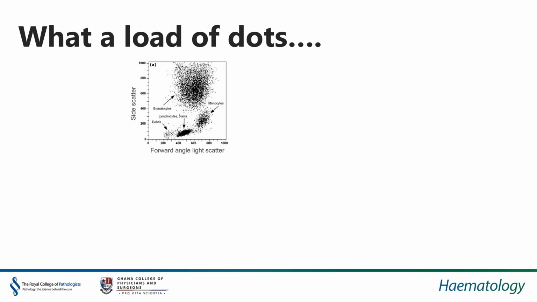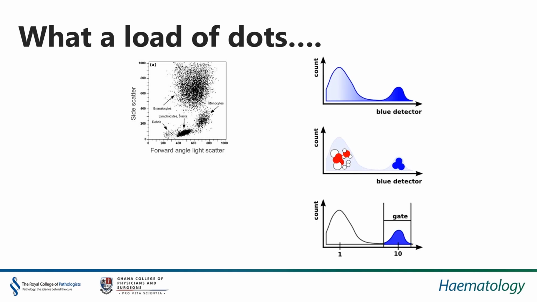So forward scatter and side scatter, we can then draw gates, and that's physically drawing gates and circles around the populations of interest to give us an enumeration. The other thing we can do is obviously we've added antibodies with fluorochromes or fluorophores attached to them, which are then passing through the flow cytometer.